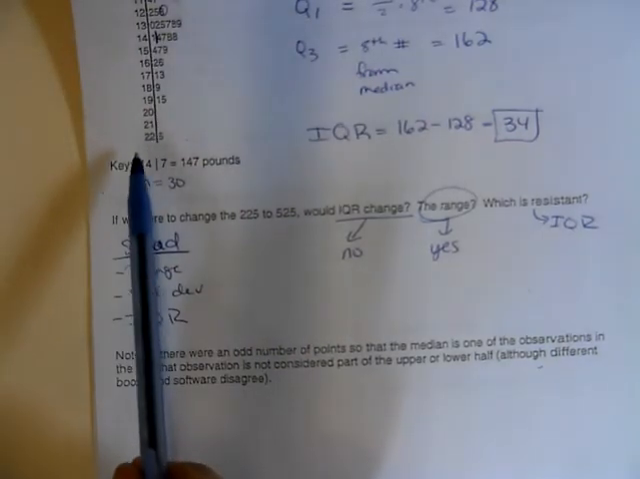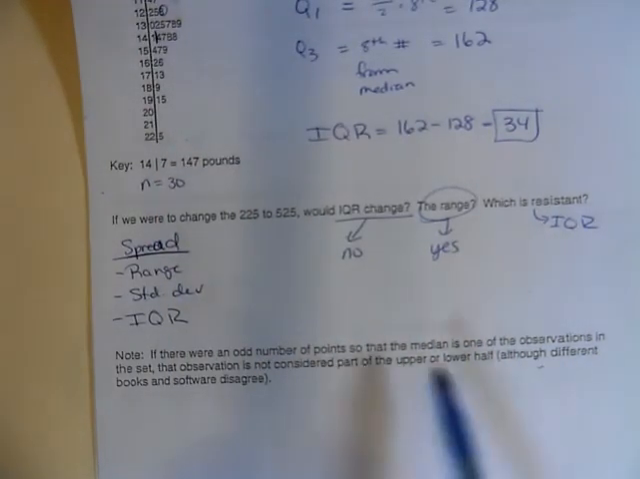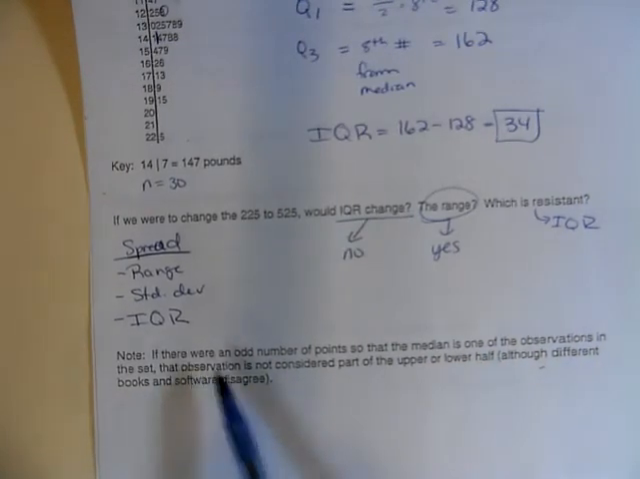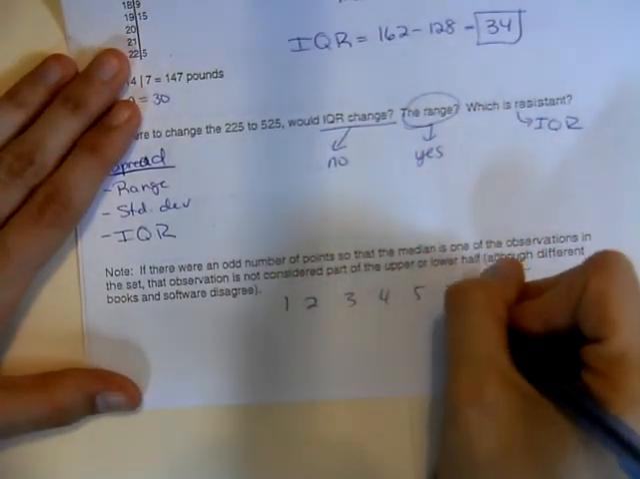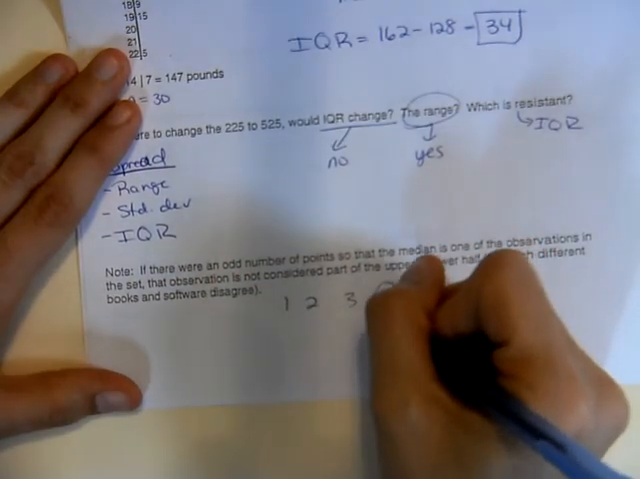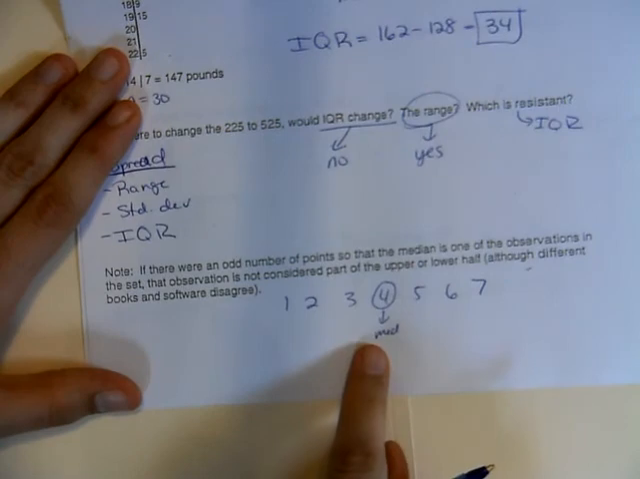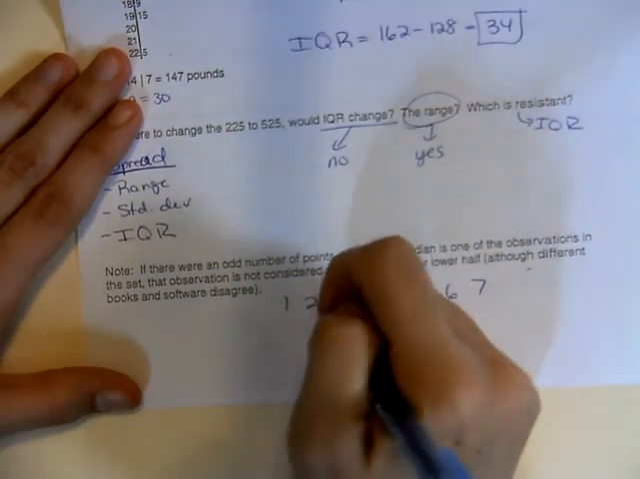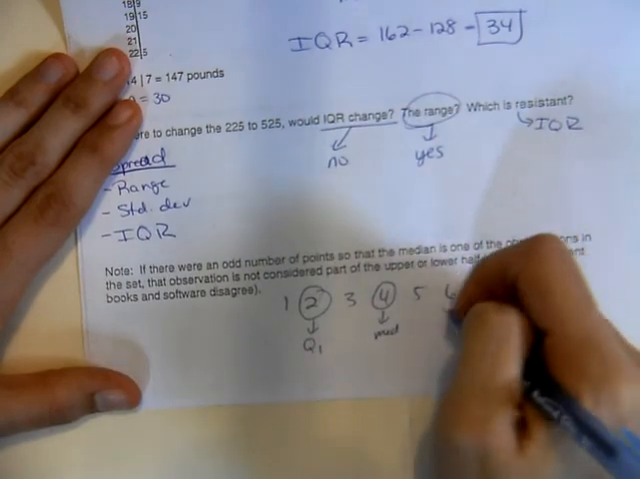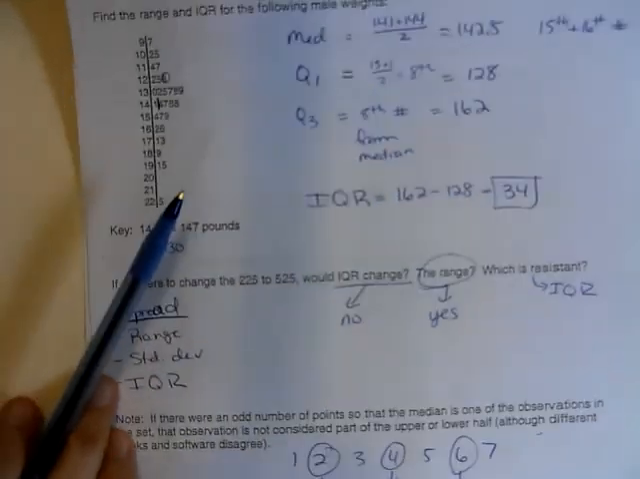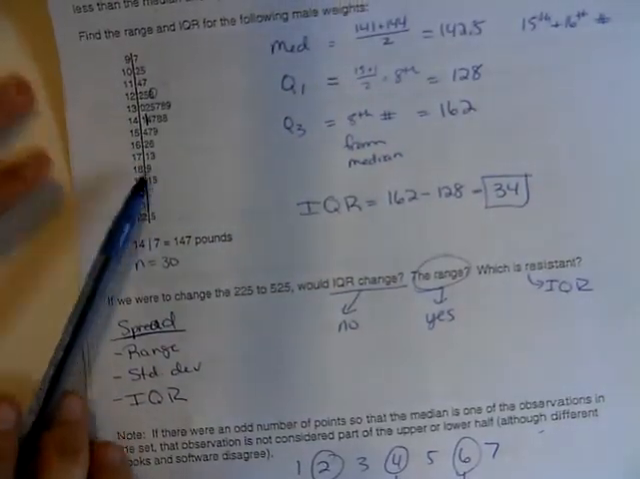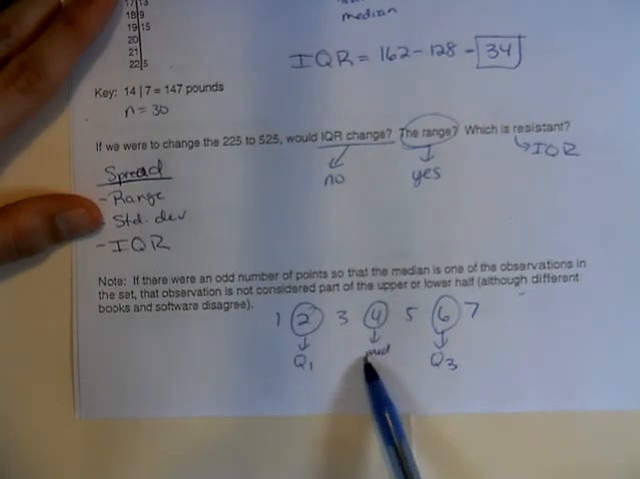This was an even number distribution. If there was an odd number, the median is one of the observations in the set, and then you don't consider it part of the upper or the lower half. So if you had 7 numbers, okay, 4 is your median, you take it out of consideration for Q1 and Q3. So Q1 here would be 2, Q3 here would be 6. In the earlier example, I had 30 numbers, so I had 15 and 15. When you have an odd number, you take out the median, so you still have 3 and 3. That's it.